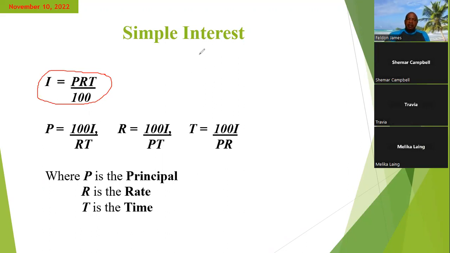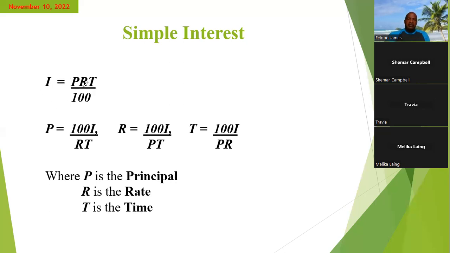formula. Now, as I said before, the formula is derived from this first formula, the prime formula of all of them. So the interest formula is PTR over 100, or PRT over 100, where P is the principal, R is the rate, T is the time. Now, in case we are given a question and we want to find the principal and we don't know the formula, we can derive it from the interest formula.